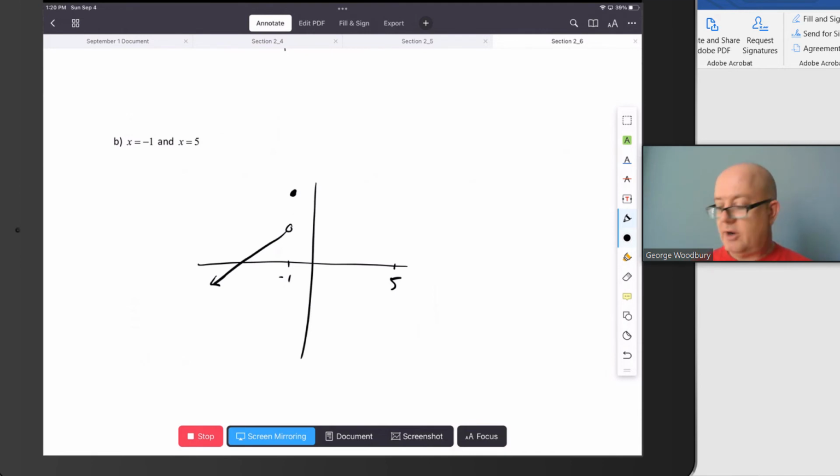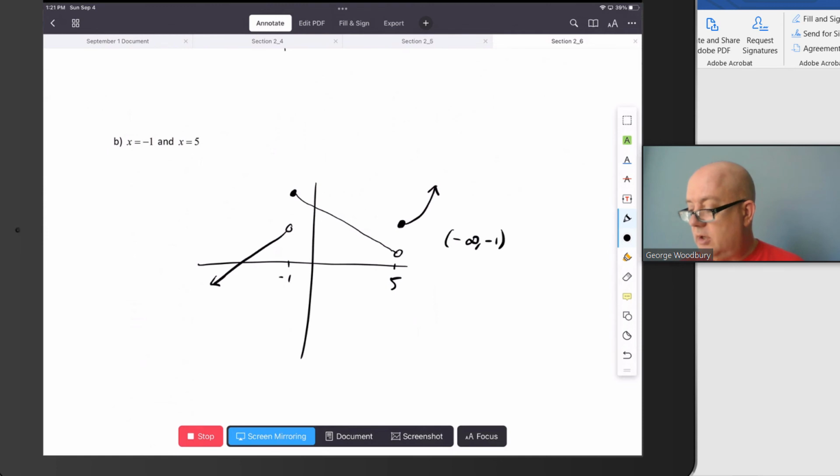I'm going to jump up a little higher and draw another segment down to 5, where x is 5, and leave an open space there. And then above that, continue the graph like that. So this is a function because no value of x has more than one function value or y value associated with it, but it does have those two discontinuities. So this would be from negative infinity to -1, union from -1 to 5, union from 5 to infinity.